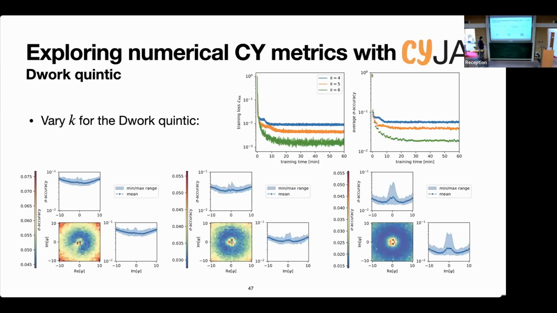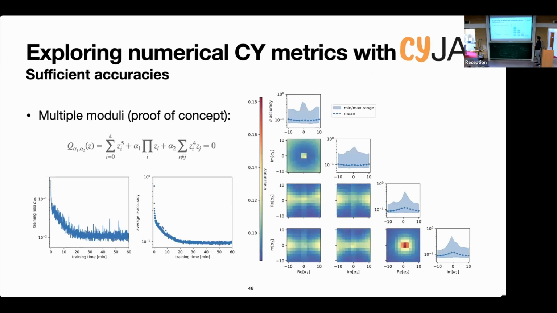So now what can this be used for? This can be used, for instance, to look at, again, this is again on the dwarf quintic. You can see the effect of different resolutions of your ansatz, or how accurate your ansatz is. These are things you can also do in the package effectively.